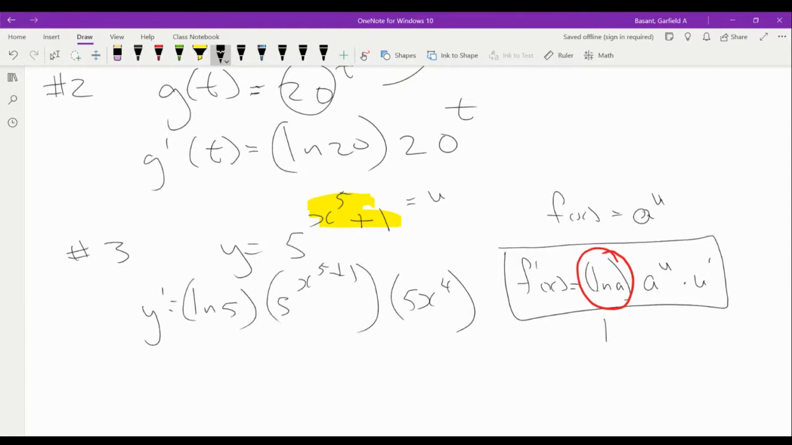So that's what we did. We took the ln of the base, then we kept the original function, and we multiply by the derivative of the exponent, which is where the 5x to the fourth is coming from.